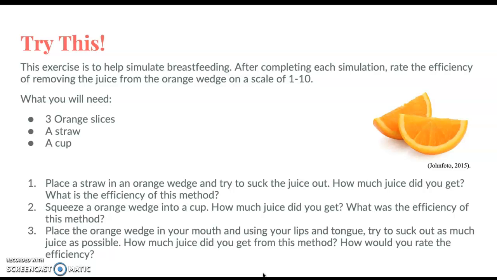After completing each stimulation, rate the efficiency of removing the juice from the orange wedge on a scale of 1 to 10. What you will need is 3 orange slices, a straw, and a cup. The first one, you're going to place a straw in an orange wedge and try to suck the juice out. Second one, you're going to squeeze an orange wedge into a cup. And lastly, you're going to place the orange wedge in your mouth using your lips and tongue. Try to suck out as much juice as possible.